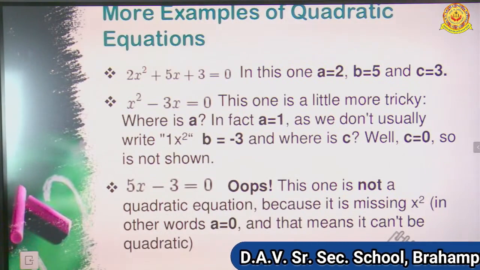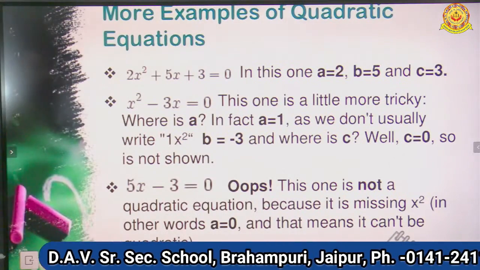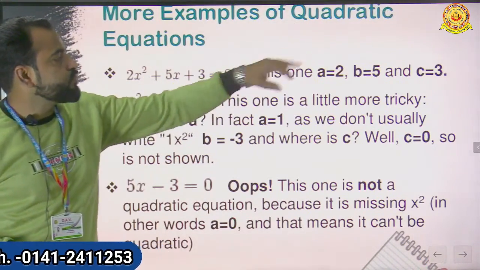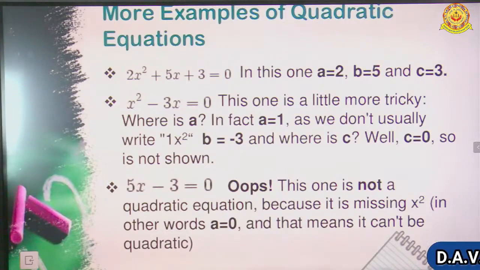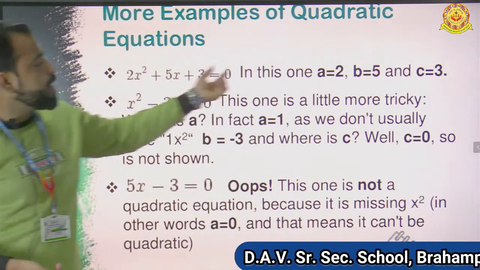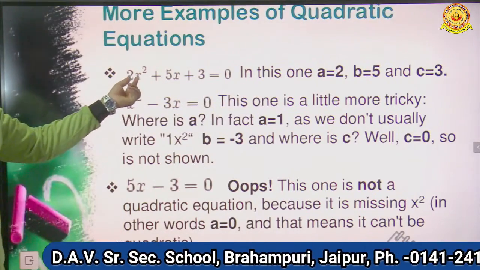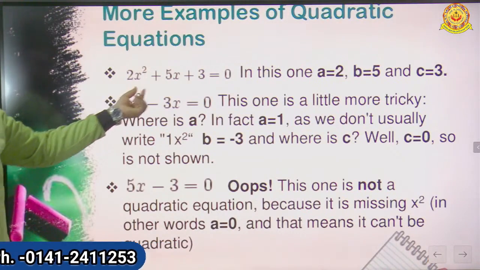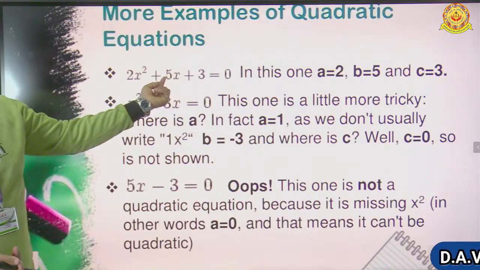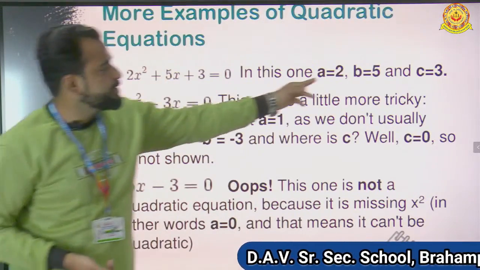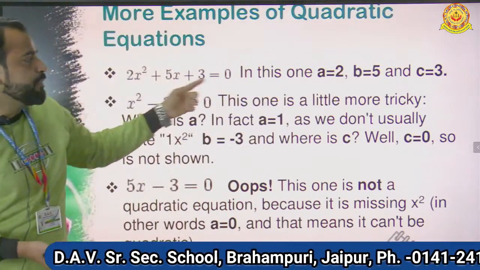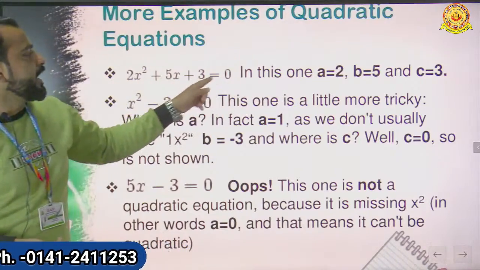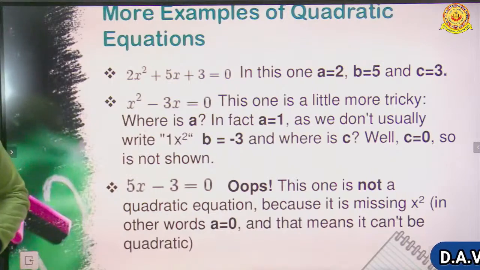2x square plus 5x plus 3 equals 0. In this one, a equals 2, b equals 5 and c equals 3. If we replace these terms a, b, c in the equation, what should the answer be? 2 x square, then 5x. What is the b value here? Look at this, the b value is 5. By comparing, the a value is 2, the b value is 5 and c is the constant term 3.